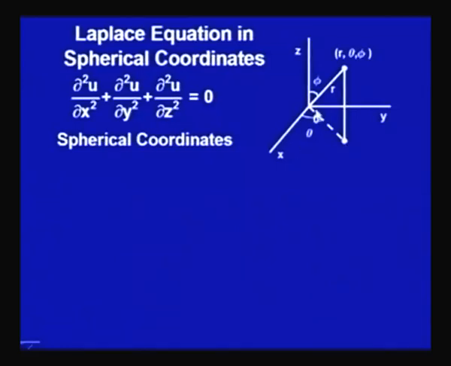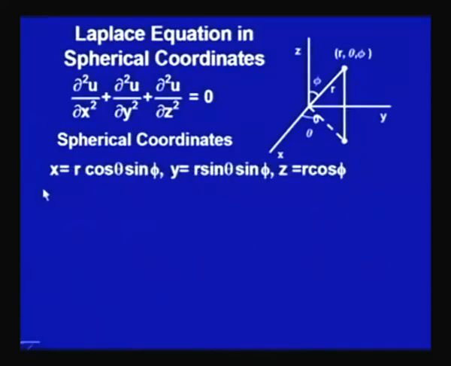Now, what would be x and y? I do not require this distance, because this distance is nothing but r sin phi. If this is r sin phi and this is the angle theta, let us call this distance rho, then we know that x is rho cos theta and y is rho sin theta. Now, what is rho over here? Rho is r sin phi.